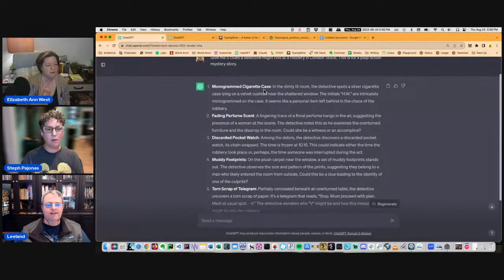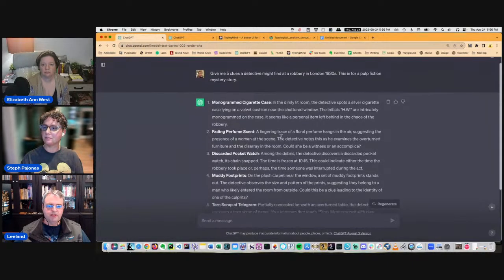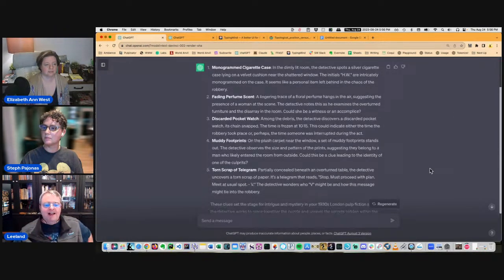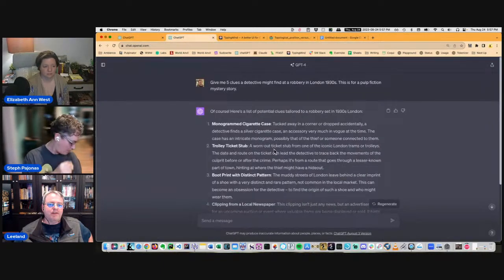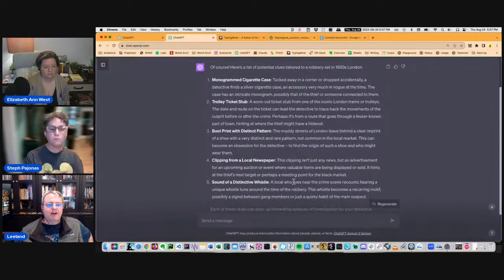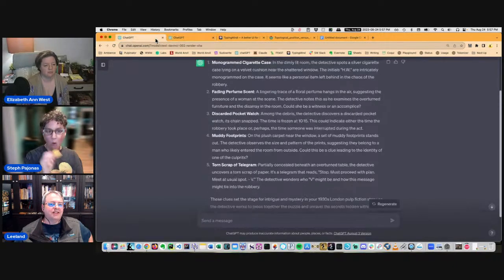So was this 3.5 or 4? This is 3.5. So the initials HW, theoretically, the case seems like fading perfume scent, a lingering trace of perfume, which is really funny because I just used the fading perfume scent in my other novel. Discarded pocket watch, muddy footprints, torn scrap of a telegram. Now that's 3.5. This next tab over here is 4, same exact one. Monogram cigarette case. Apparently he's a smoker. Look at that. So monogram cigarette case is actually on both.